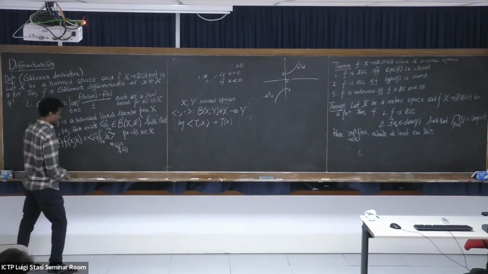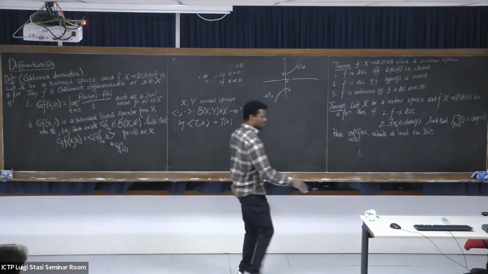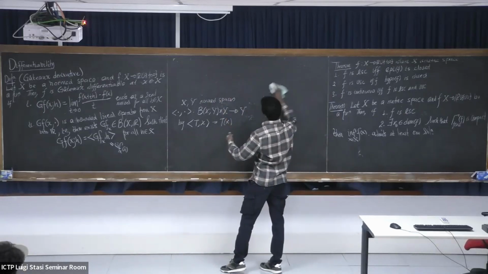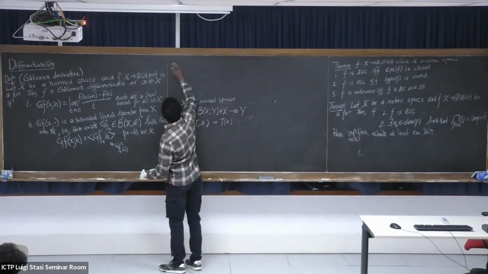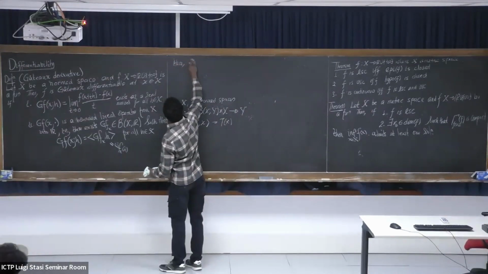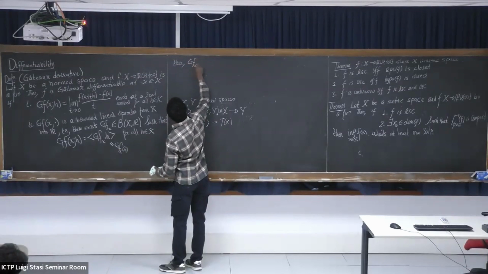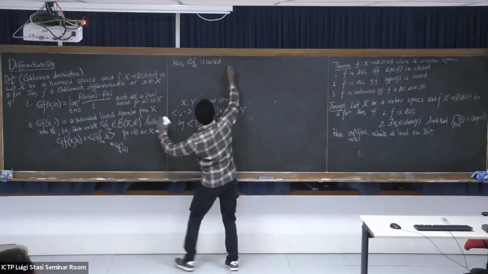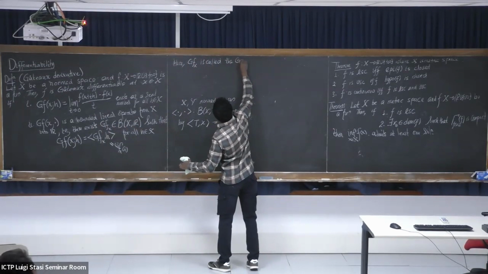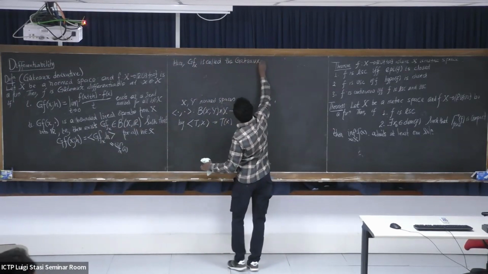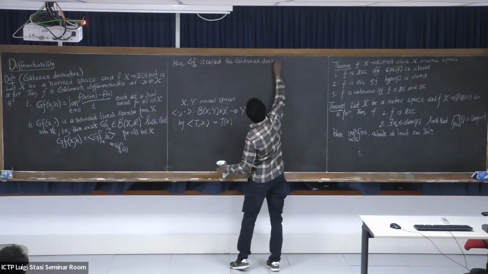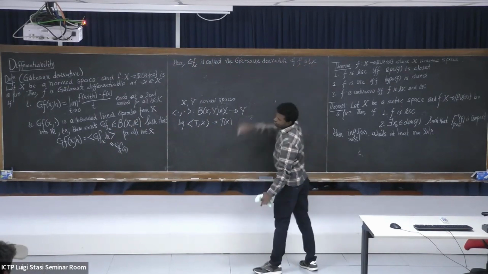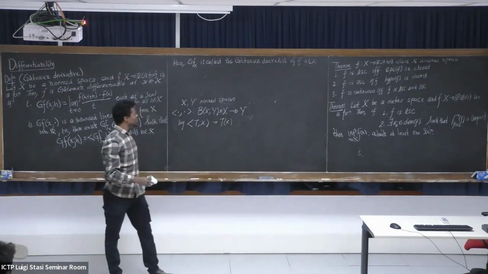So if such G of f exists, here G is called such exists. This operator is called the Gateaux derivative. Gateaux derivative of x.